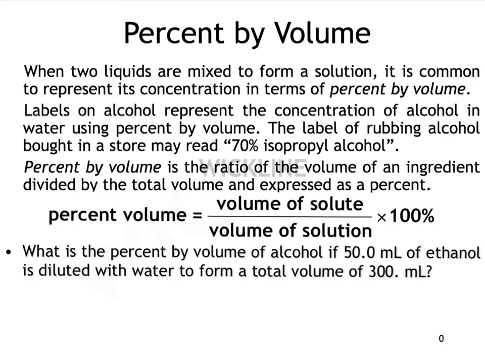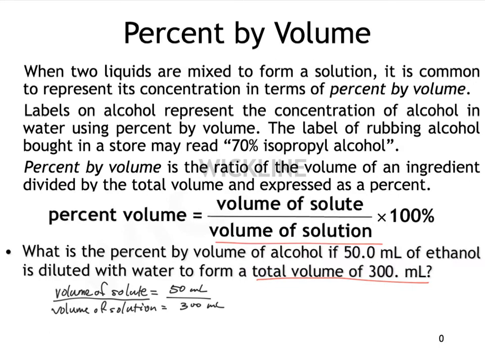So it says, what's the percent by volume of alcohol if 50 milliliters of ethanol is diluted with water to form a total volume of 300? So total volume of 300 means that that's the volume of the solution. I know in previous questions we would add the 300 to the 50, but in this case this is already the total volume. So I'll set up my equation, and I'll multiply by 100%, and I'll get 16.7%. With sig figs, I think we look good with those 3, so that's my final answer.